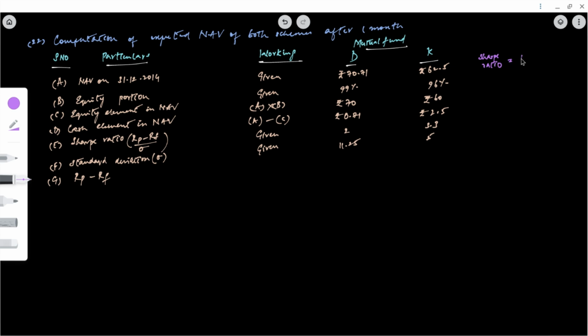Sharpe ratio is equal to Rp minus Rf by standard deviation. Therefore, Sharpe ratio into standard deviation is equal to Rp minus Rf, right? Rp minus Rf is Sharpe ratio into standard deviation. That is E into F, right? So 11.25 into 2 is 22.5 and 5 into 3.3 is 16.5, right?